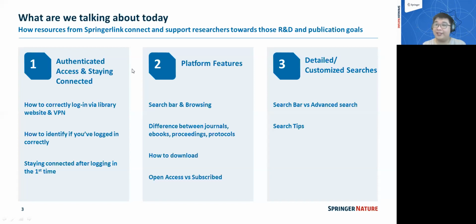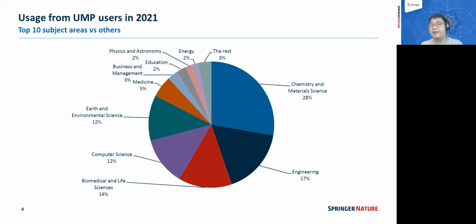So before I jump to the actual platform itself, I just wanted to highlight. I just did this quick search, this quick study today. And what I found is amongst UMP users from 2021 that are already using the SpringerLink platform, the majority of the users are coming from perhaps the chemistry and material science community, which is, I think, quite true.